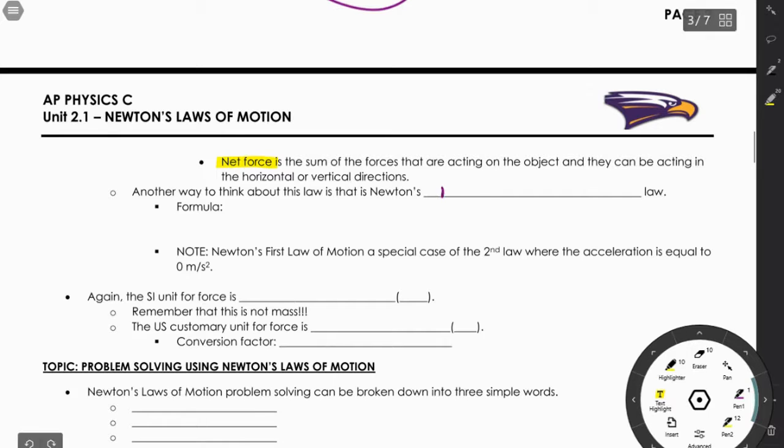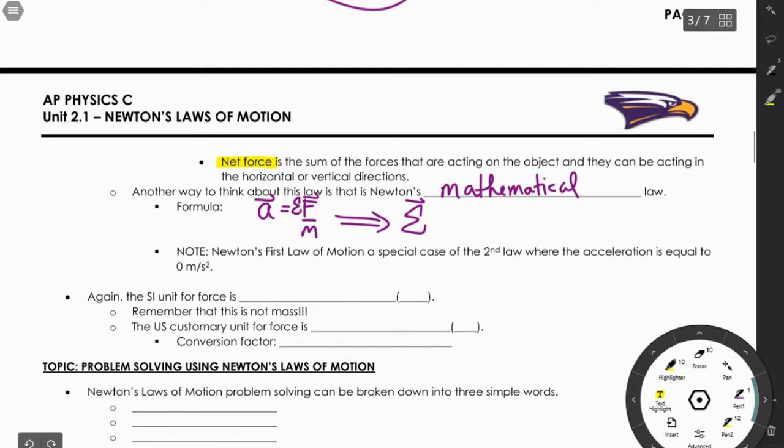Another way to think about this law is that it's his mathematical law of motion. He has other laws that are mathematically based, but when we talk about Newton's law of motion, this is his mathematical law. So by his definition, the formula is a equals F divided by m. In fact, this is the sum of F divided by m. But how do we know this formula most commonly? We just say the net force.